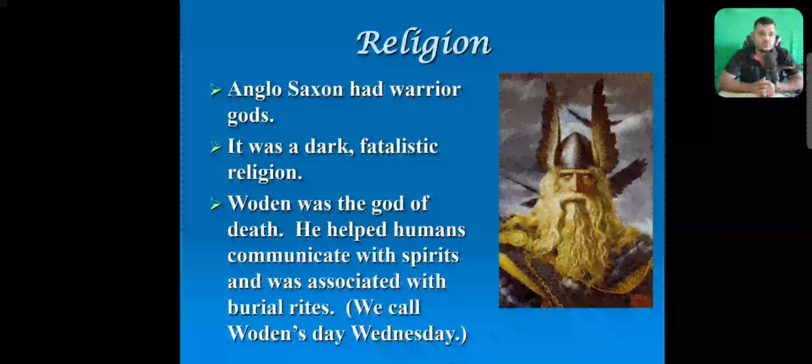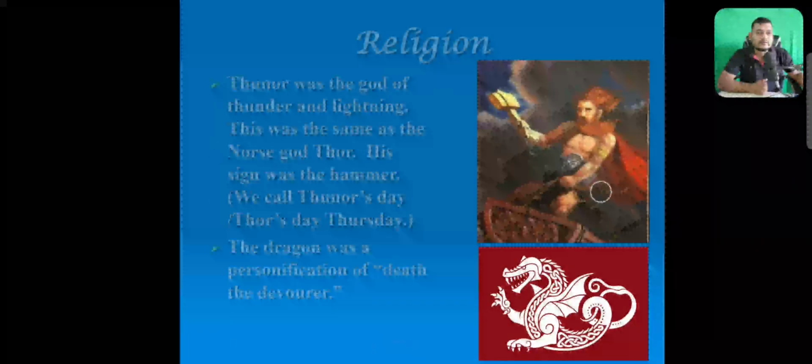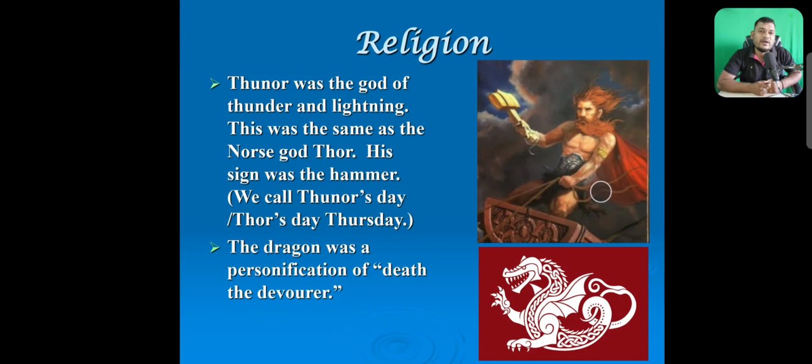The next point in religion: Thunor was the god of thunder and lightning. This was the same as the Norse god Thor. His sign was the hammer. We call Thor's day Thursday.